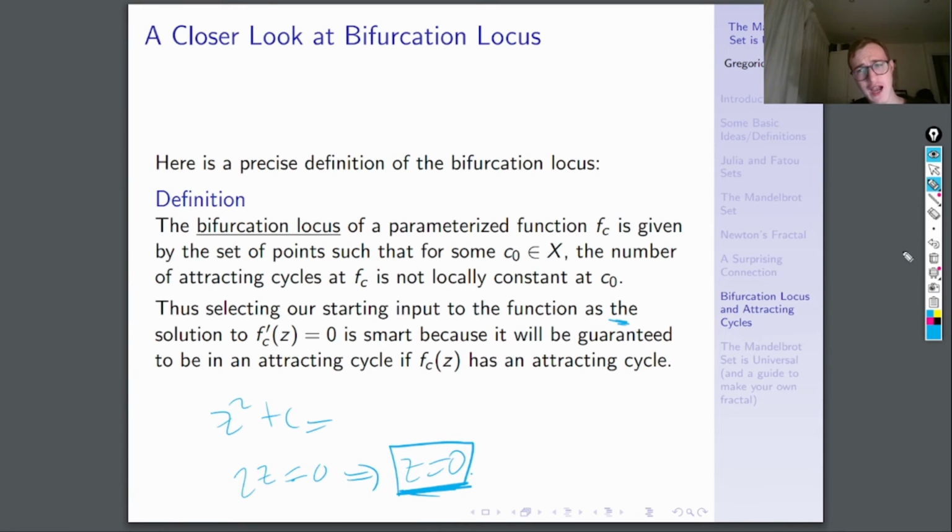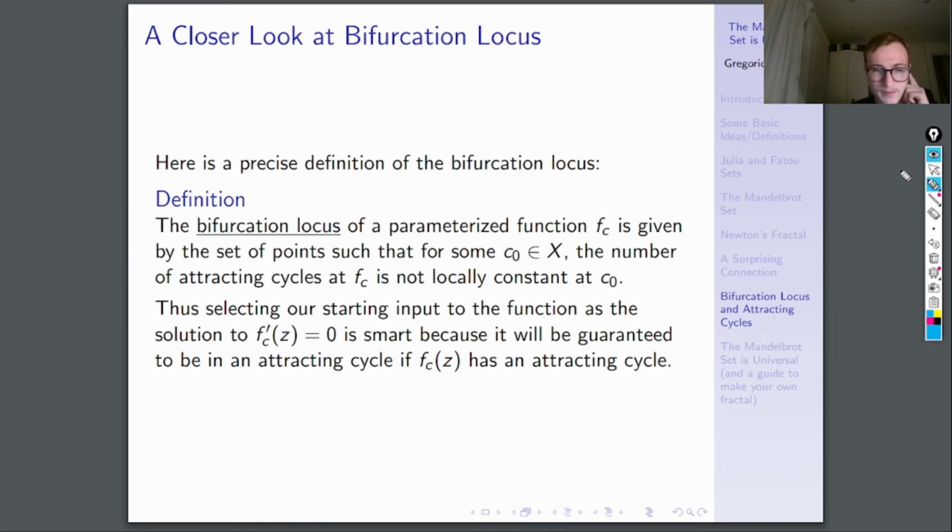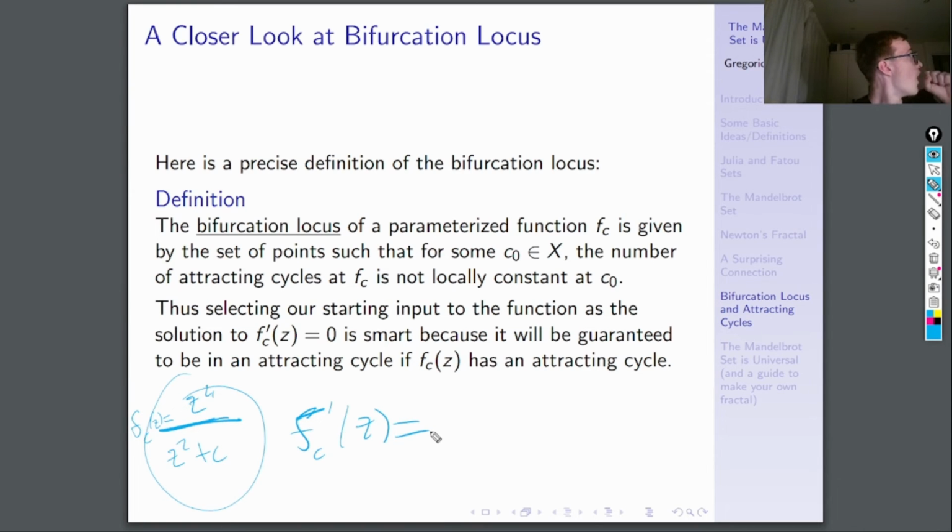So let's look at how to make our own fractal. We're going to start with z to the power of 4 over z squared plus c. So now we're going to experiment here. We're going to try and compute the bifurcation locus of this function. So let's say fc of z is equal to this. The derivative is equal to 2z cubed times z squared minus 2c, over z squared plus c, all squared. The reason I'm looking to the side is because it's written on the whiteboard over there.